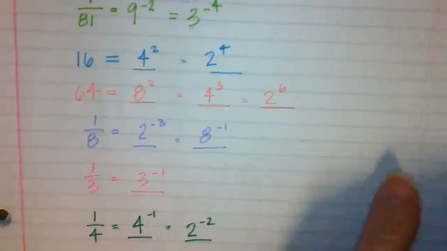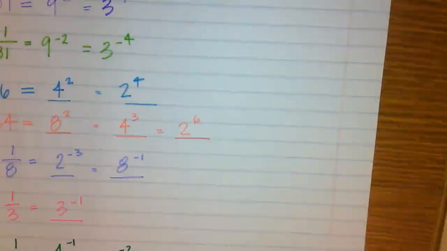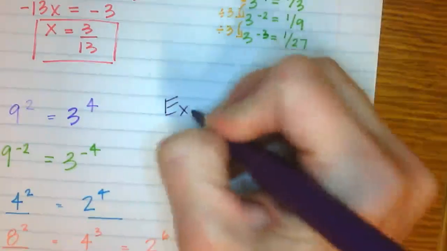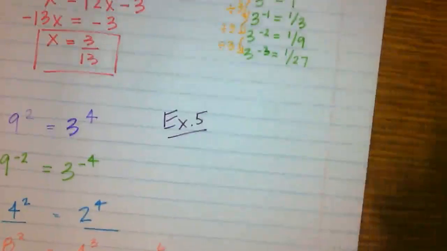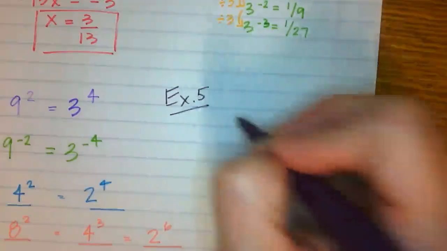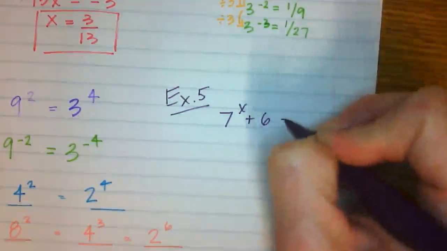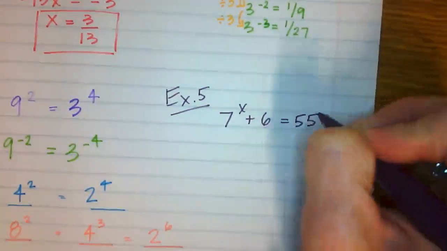All right, one last example. I want to show you one other type of problem that you could have. I'm going to squeeze it in right over here just for space, so I don't need to go on to another sheet of paper. So I'm going to call this example 5 over here. But let's say we had 7 to the x plus 6 equals 55.